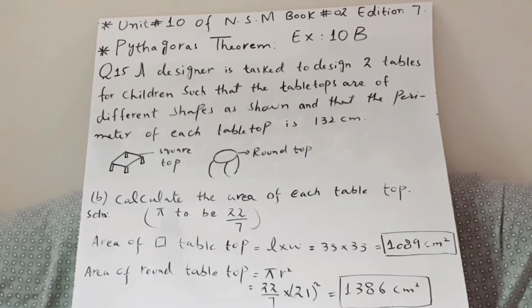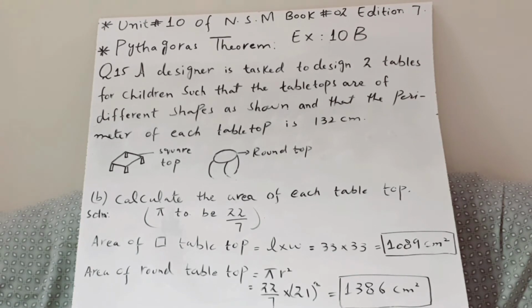In a square all sides are equal, and in the first part we found each side of the square to be 33. So 33 multiplied by 33 equals 1089 centimeter square. The unit of area is centimeter square. So we have found the area of the square tabletop, which is 1089 centimeter square.